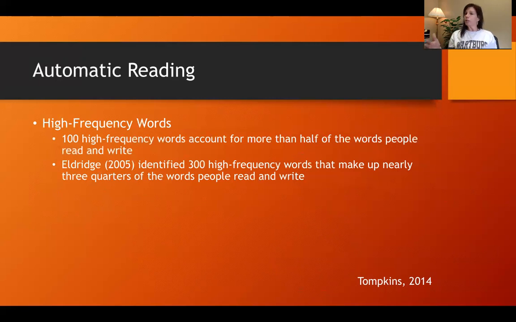But if you have a student really struggling with fluency, you always want to go back to that 100 high-frequency words and then make sure they're able to work through those 300, which once again, that benchmark is 2nd or 3rd grade.